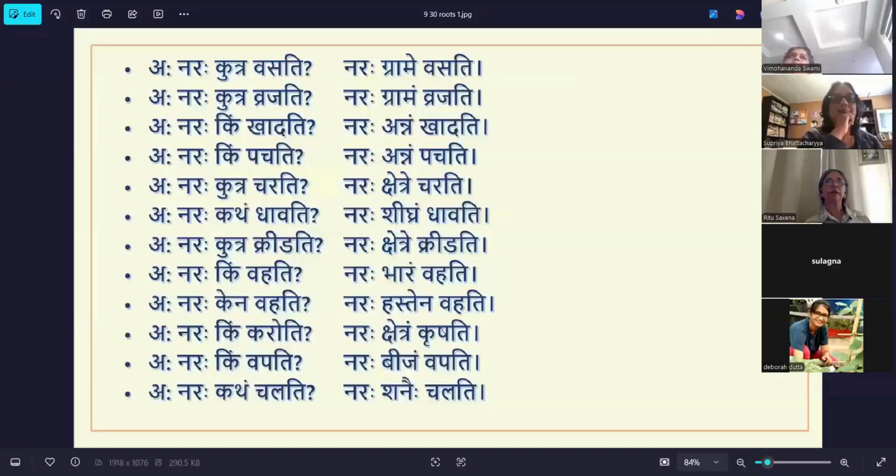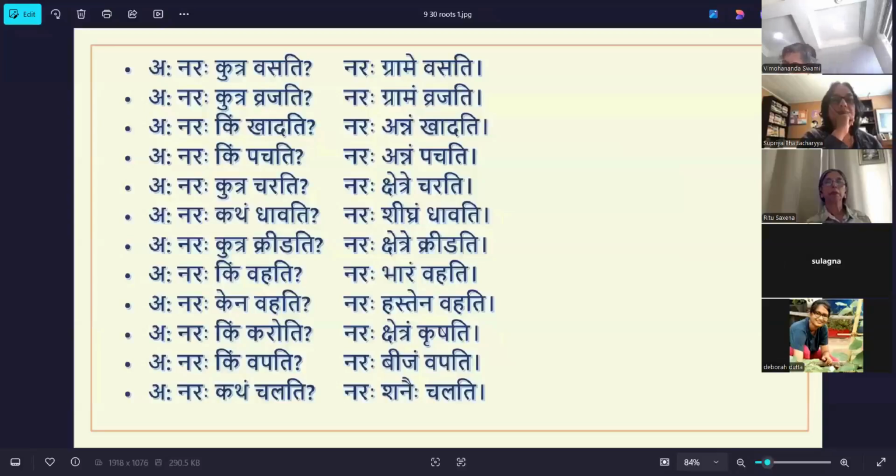Nara kim pachati. Pachati means cook. Annam pachati. Food is cooking. Nara kutra charati. Charati you know, it goes. Kutra charati, where is he going? Kshetre charati means here, where he is wandering, where he is walking. Kshetra is field. Which vibhakti is kshetre? I have told you, e means Saptami. You ask the question where? Saptami. Where is he walking? Kshetre.